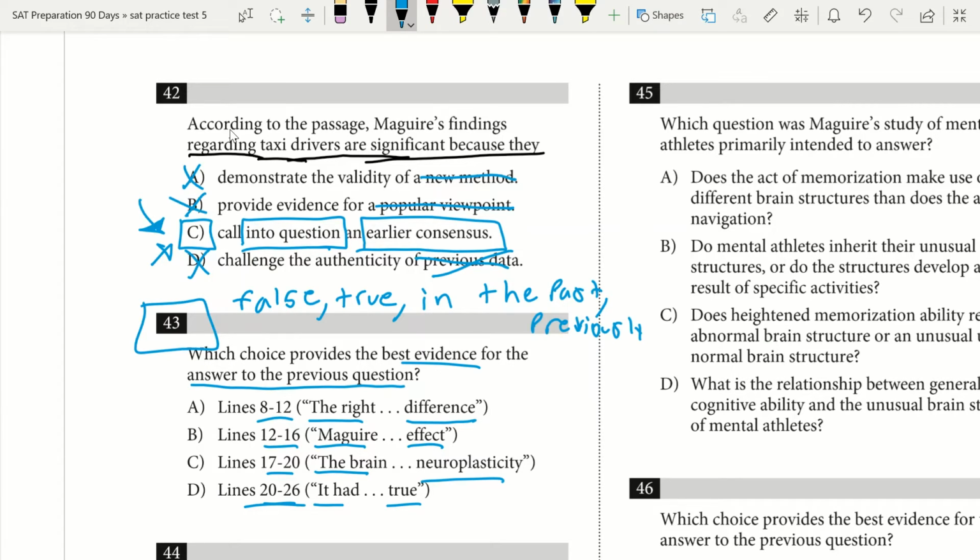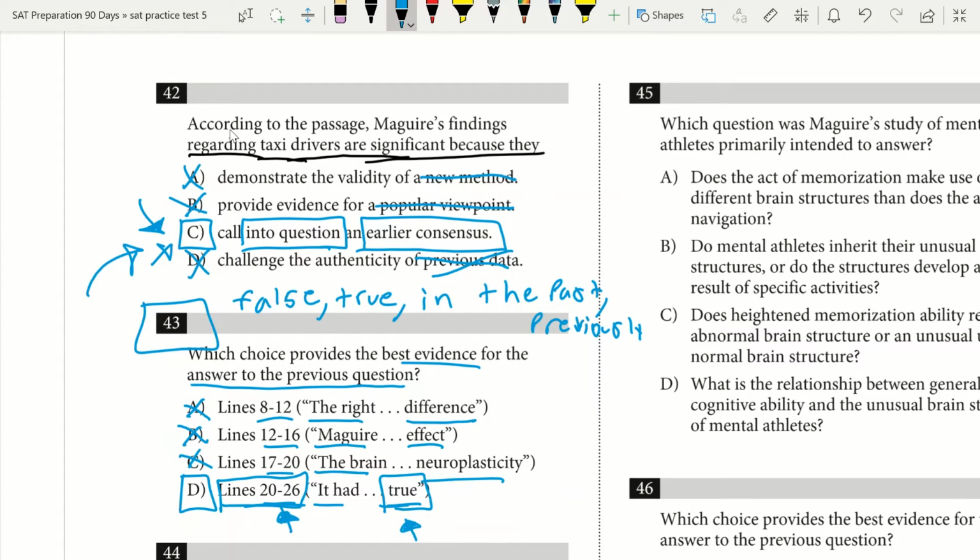So I'd look for words like that as my keywords. In this case, I have the word "true" right here in lines 20 to 26, which I already know is my answer, right? Because we already discussed it being the evidence when we discussed question 42. So if you were to start at "true," let's say you didn't remember it was lines 20 to 26, you'd start by looking at lines 20 to 26. You'd read it, see that obviously that's supporting my answer, and you'd be able to pick D without having to go through and read C, B, and A. So that's going to save you time.